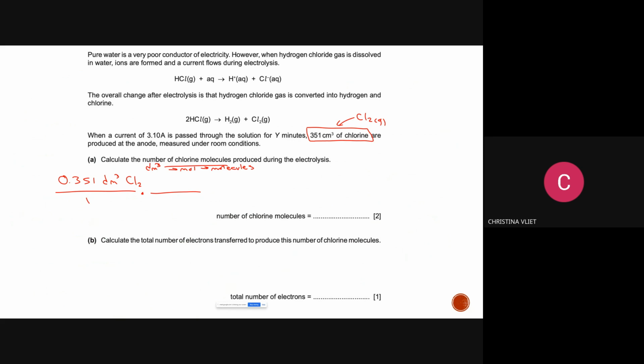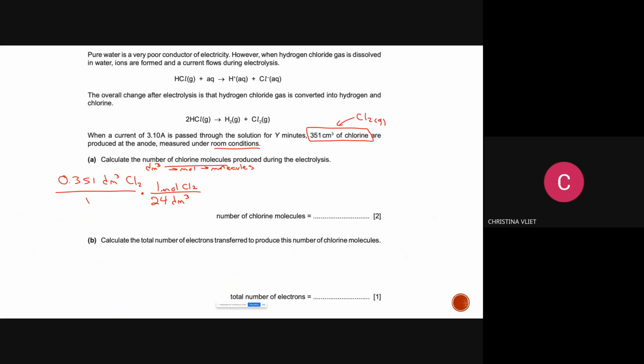Look at all the numbers we're using on this sheet today. It's on here, right? It says room conditions. So you have to look for which situation you have. It says room conditions, so we're going to use which number? 24. Okay, that got me to moles.